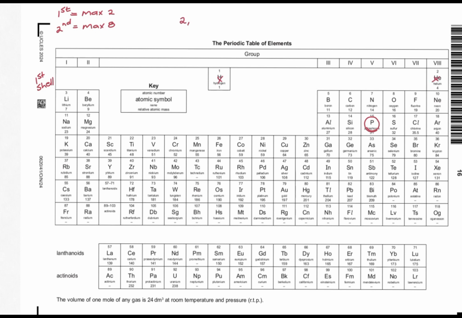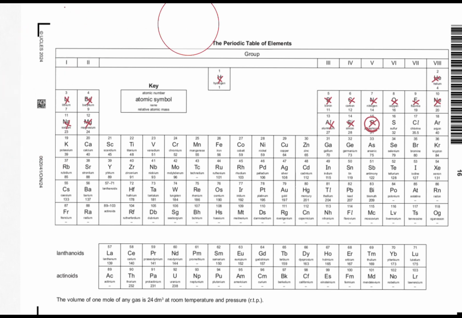Then my second shell would be my second period. So that's 1, 2, 3, 4, 5, 6, 7, 8 electrons. And then my third shell, 1, 2, 3, 4, 5 to phosphorus. So that's 5. So my electron configuration is 2, 8, 5.